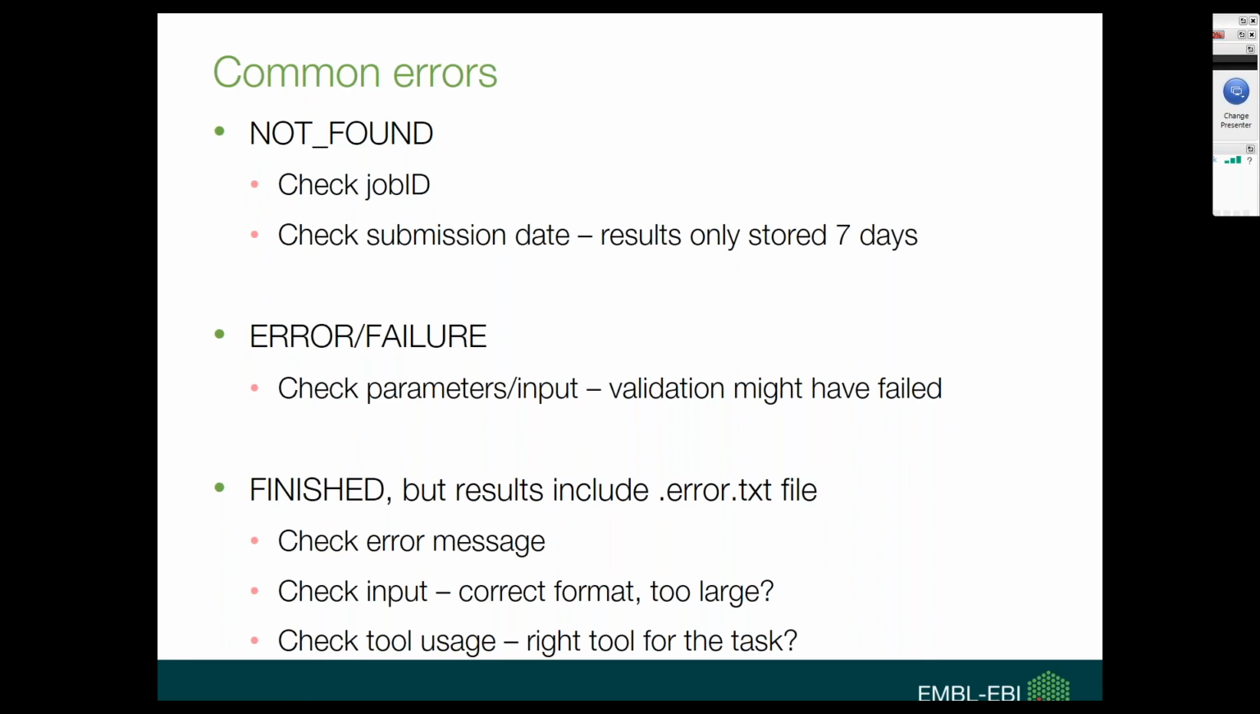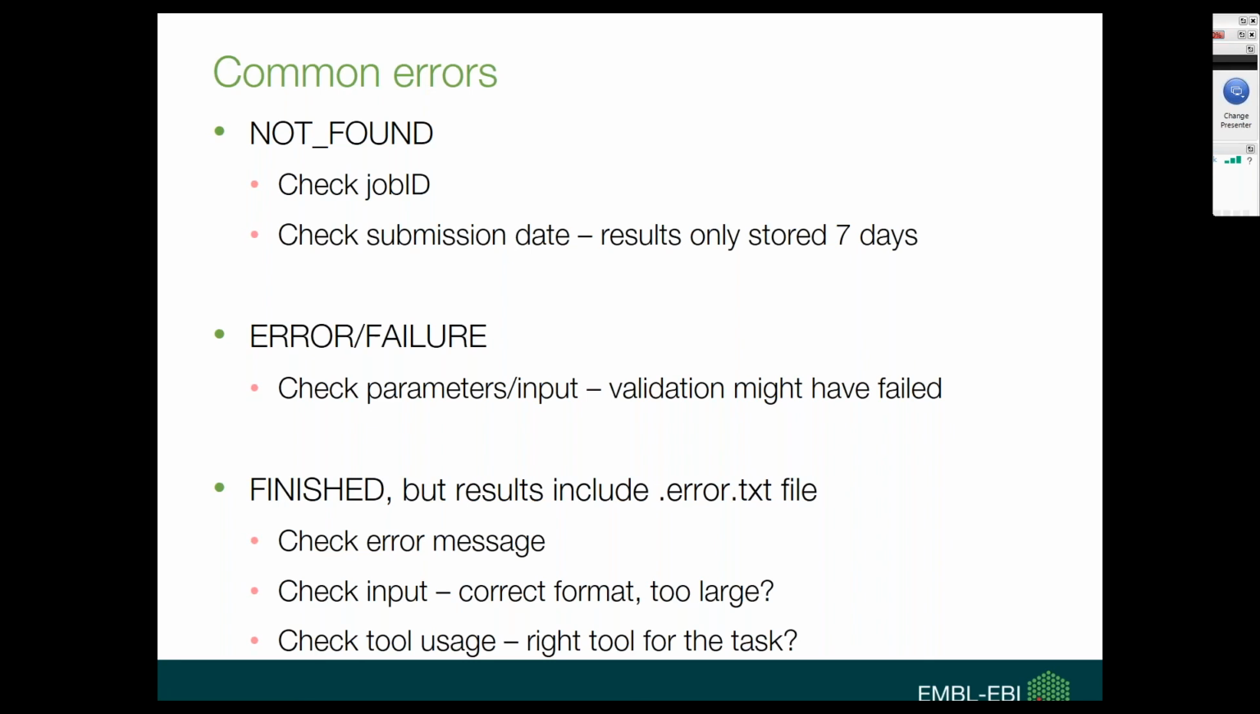Another error is just a straight error or failure on the status, and this tends to happen when the parameters or the input aren't correct, or it's failed the validation check on our servers. Finally, you might get what you think is the correct status of finished, but when you look at the results files, you find an error.txt file. This is an indication that something's gone wrong either with the program or with the way that the program was launched on our servers.